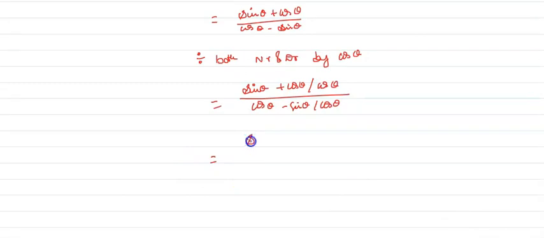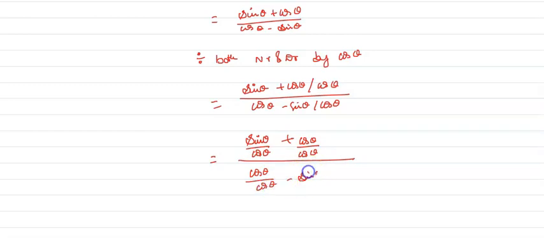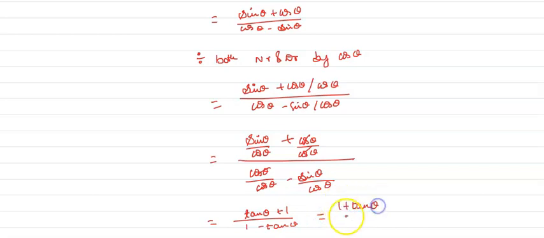I can write this as sin theta by cos theta plus cos theta by cos theta in the numerator, splitting it individually, and cos theta by cos theta minus sin theta by cos theta in the denominator. Cos theta will get cancelled. In the numerator, sin by cos is nothing but tan theta, so tan theta plus 1 divided by 1 minus tan theta. Or else you can write this as (1 plus tan theta) by (1 minus tan theta), which is equal to the RHS. Now we will move with the next question.